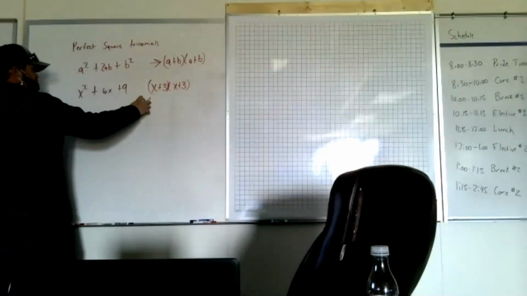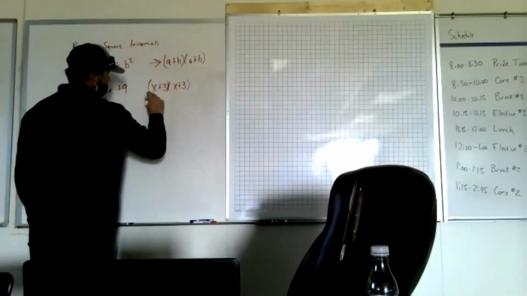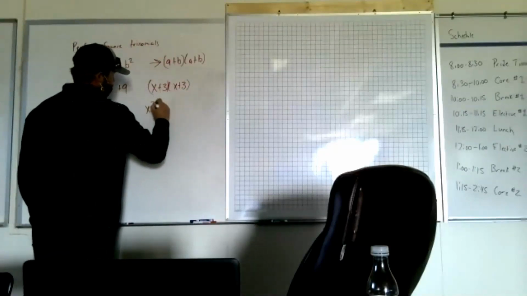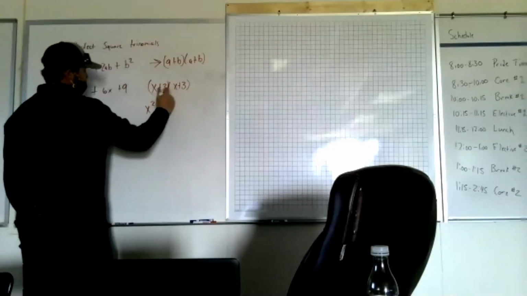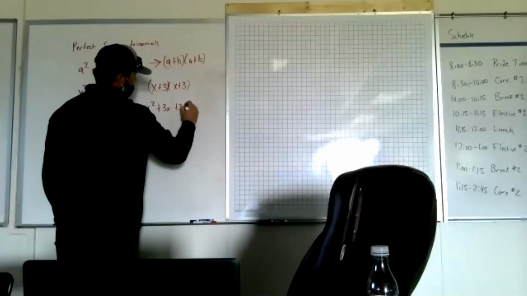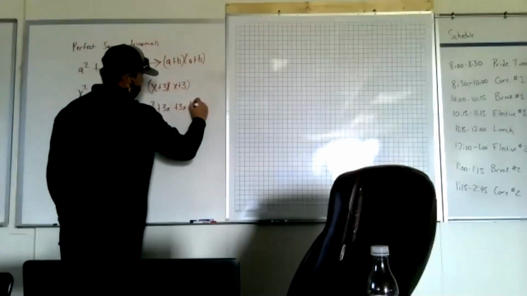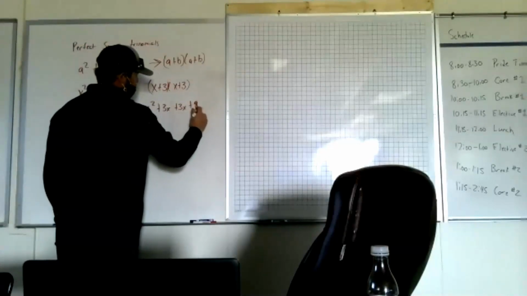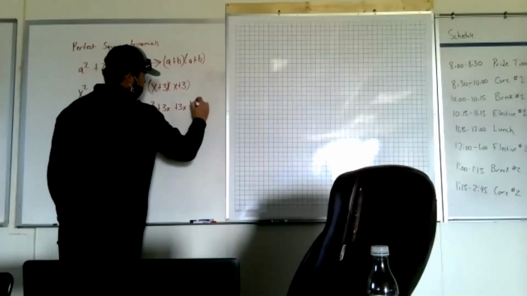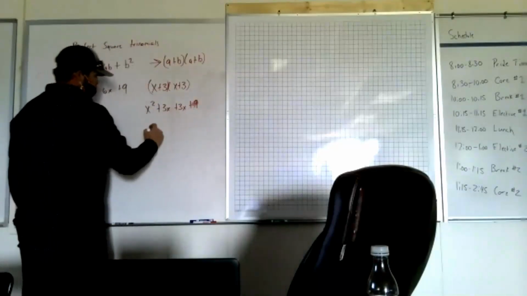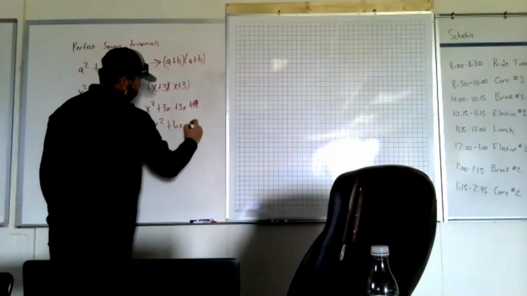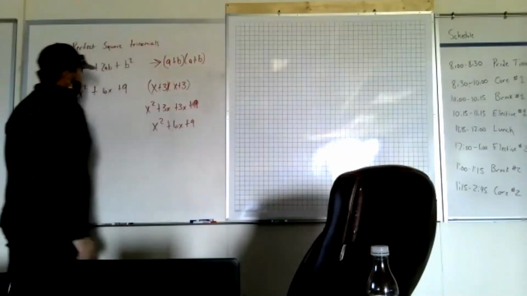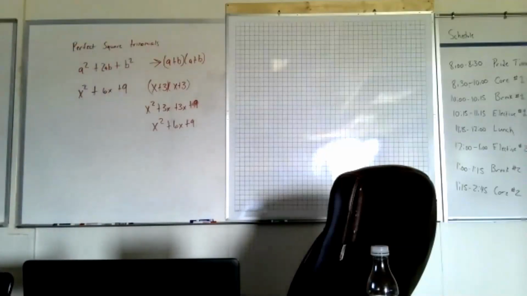And to check myself, always run it through FOIL. X times x gives you x squared. X times a positive 3 is plus 3x. 3 times a positive x is plus 3x. 3 times 3 is plus 9. Combine your like terms, we're back to where we started. Just like that.